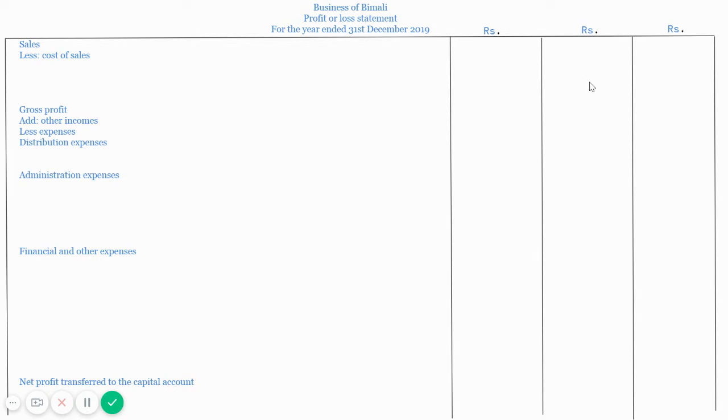after drafting it with 3 columns and the description column. First, you have to write this. According to the information given in the sum, you must write Business of Bimali Profit or Loss Statement for the year ended 31st December 2019. You will be earning marks for this, half a mark for giving this information. Then sales, cost of sales, gross profit, other incomes, all these you have to write.